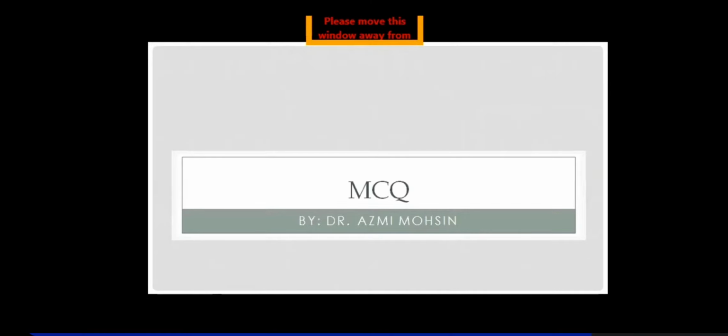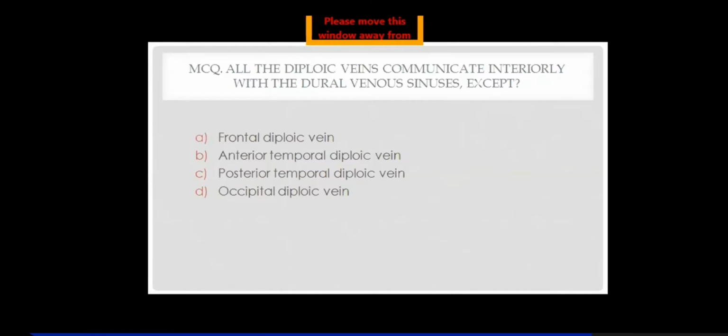Single MCQ. Just go through this. All the diploic veins communicate interiorly with the dural venous sinuses except... Okay, so let me tell you about the diploic veins. This is sort of an MCQ, rather a short topic I'm trying to cover about the diploic veins.